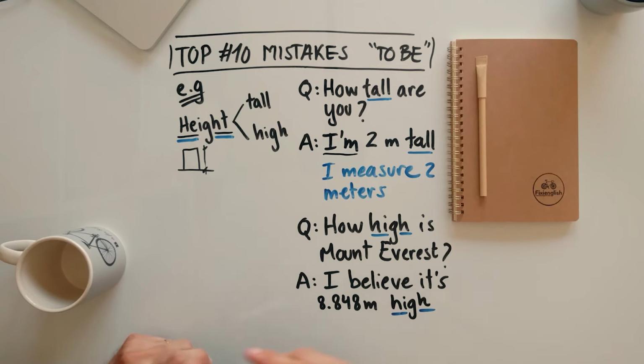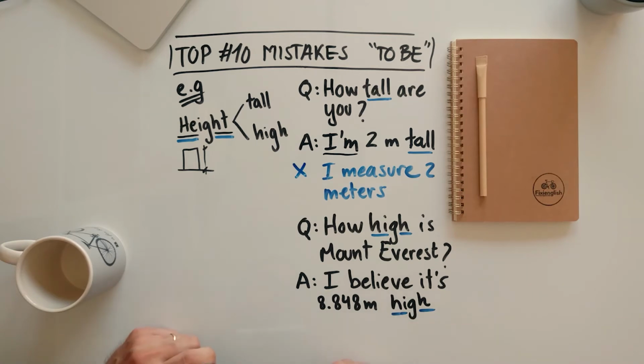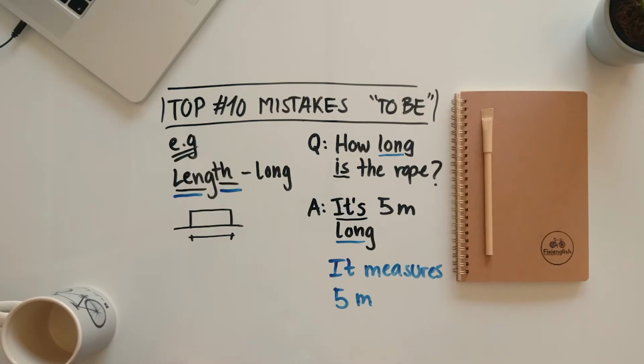You would never express this using the verb measure. I measure 2 meters. This would be wrong. Another question would be how high is Mount Everest? Using the adjective high. In the answer, we use the verb to be again. I believe it's 8,848 meters high. We would never say it measures 8,848 meters. However, if we're wanting to express length, we would use the adjective long.